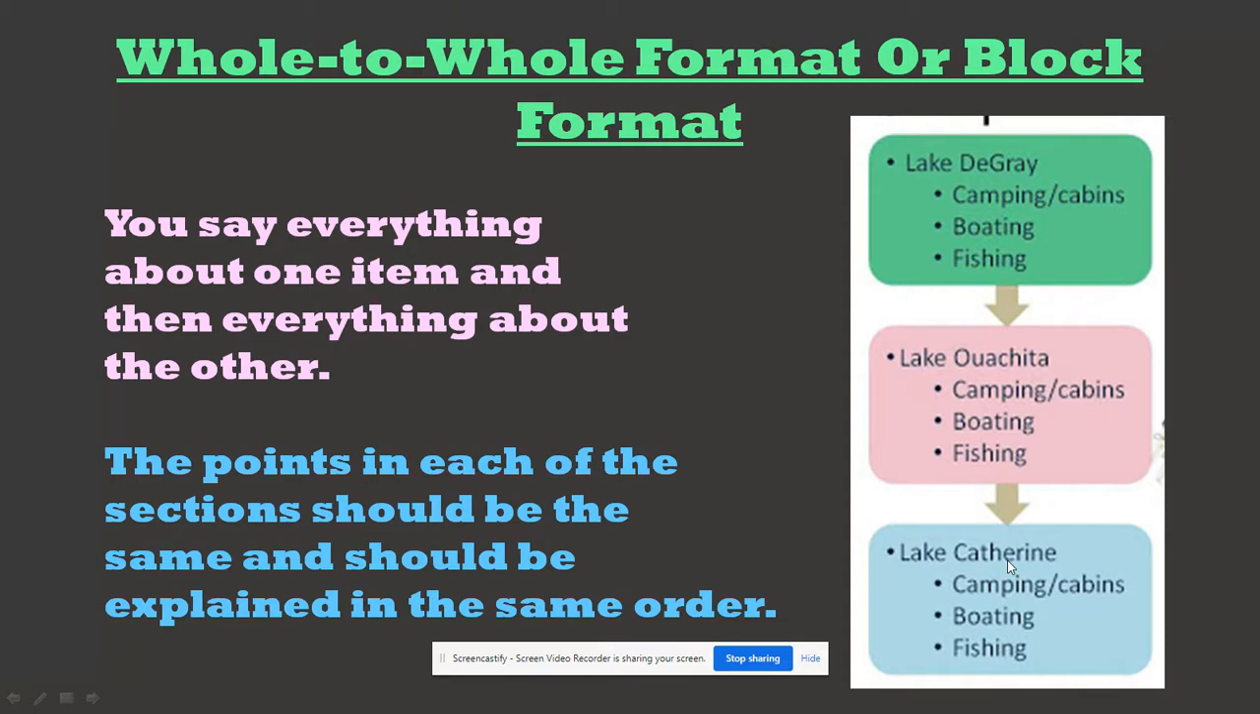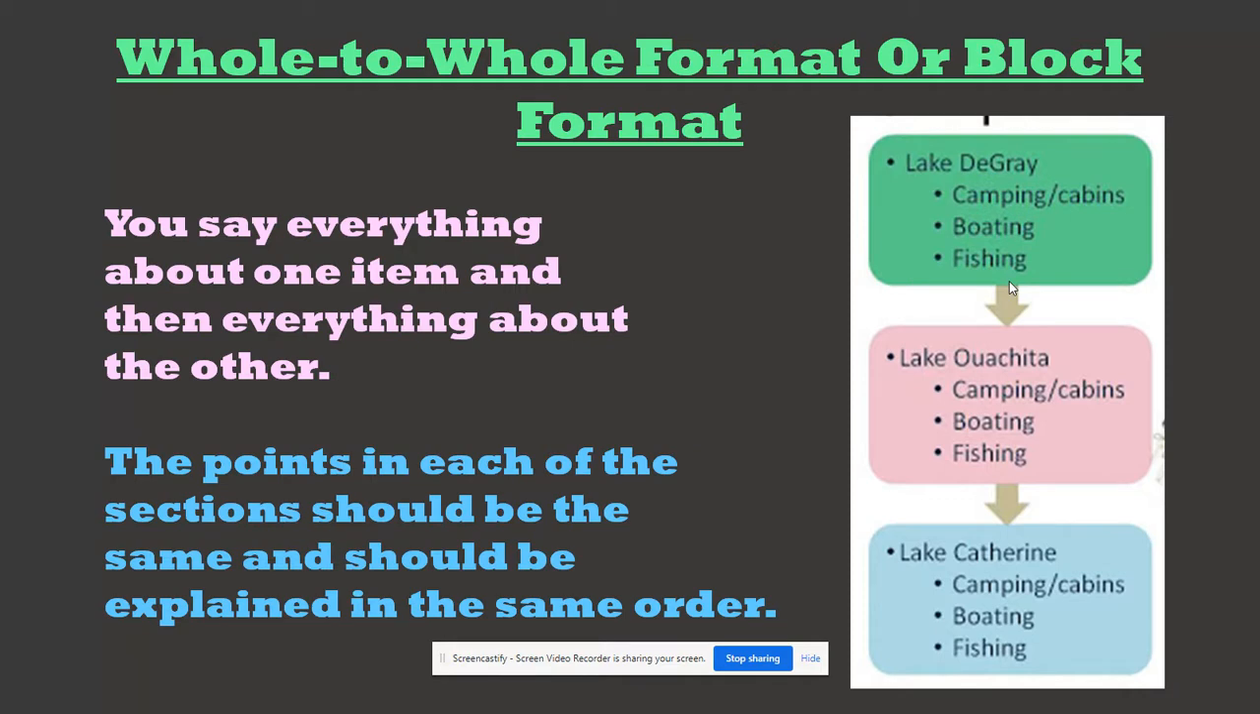If I'm doing whole to whole or block format, I'm going to talk about the same points. So these points here are the camping and cabins at Lake DeGray, boating at Lake DeGray, and fishing at Lake DeGray. I'm going to talk about the same points with each of the other lakes: camping, cabins, boating, fishing. And the reason I do this is because if I don't have a pattern in place, like the same three things, then it just becomes an informational essay about the three lakes, just information about each of them, and it's not allowing the reader to compare and contrast between each particular place.